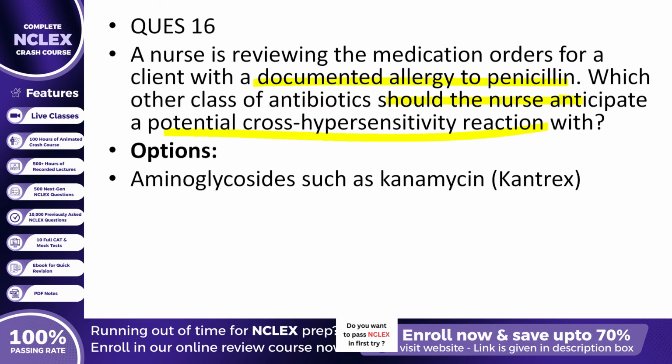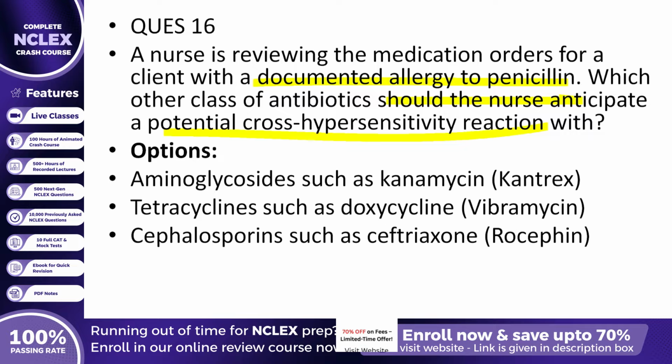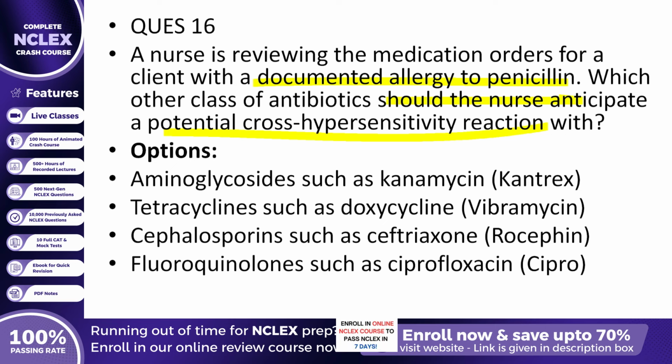The first option suggests aminoglycosides such as kanamycin, Kantrex. The second option lists tetracyclines such as doxycycline, Vibramycin. The third option mentions cephalosporins such as ceftriaxone, Rocephin. And finally, the fourth option includes fluoroquinolones such as ciprofloxacin, Cipro. The correct answer is option 3, cephalosporins such as ceftriaxone, Rocephin. Now let us explore the expanded advanced rationale in depth.